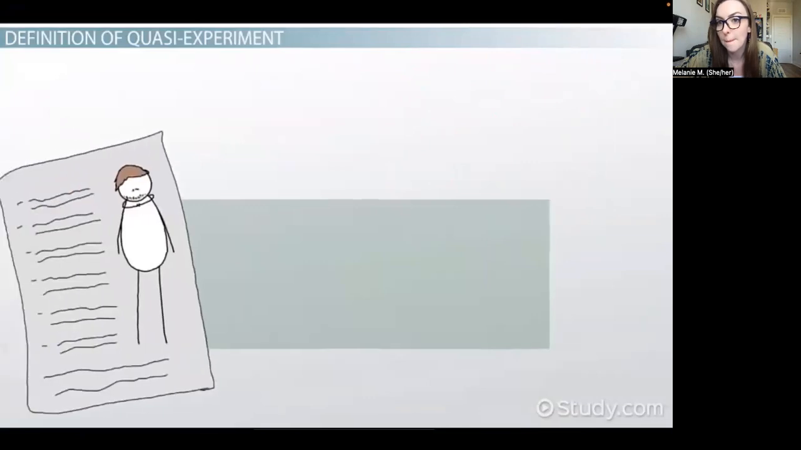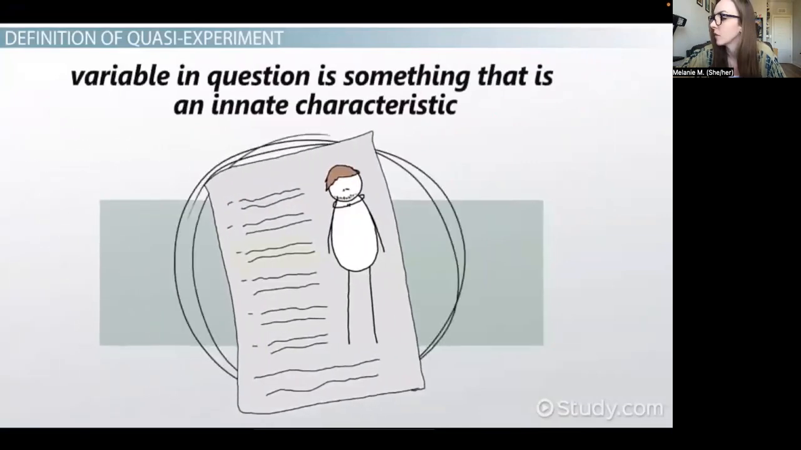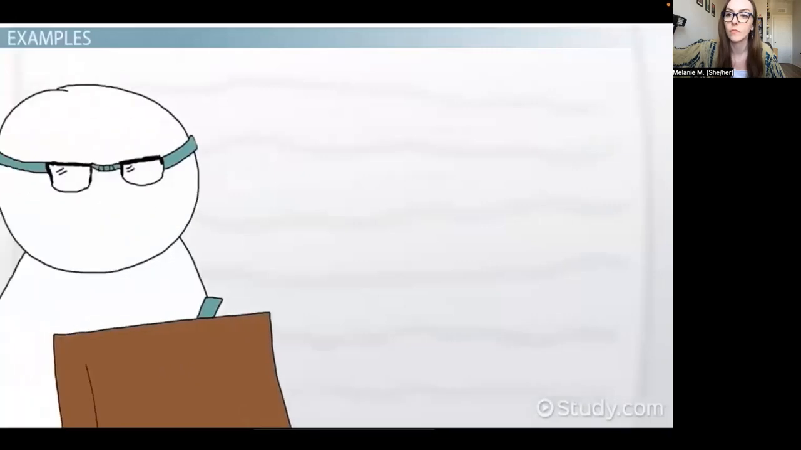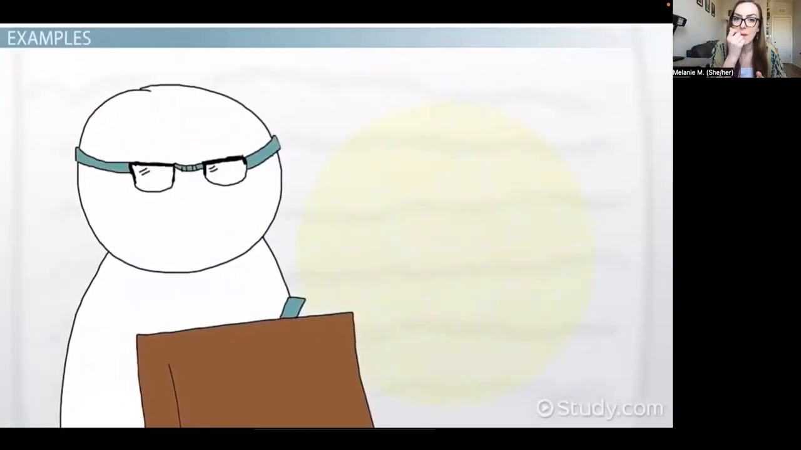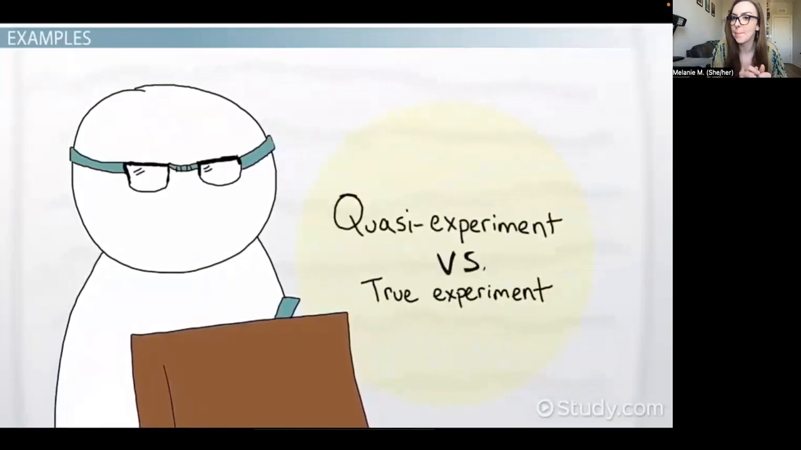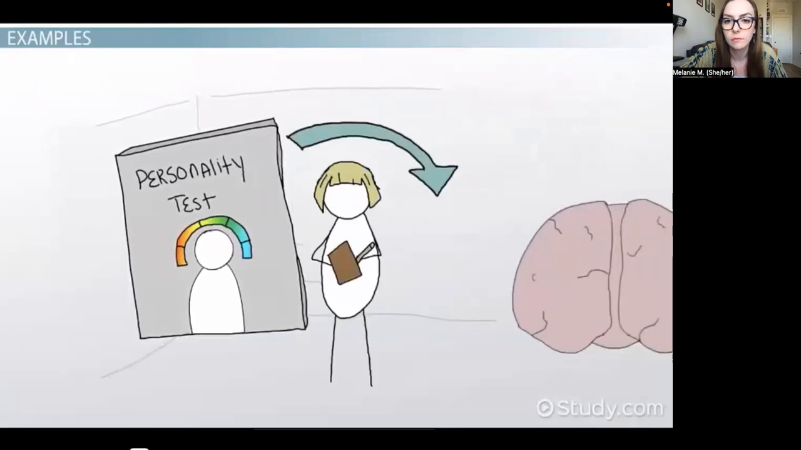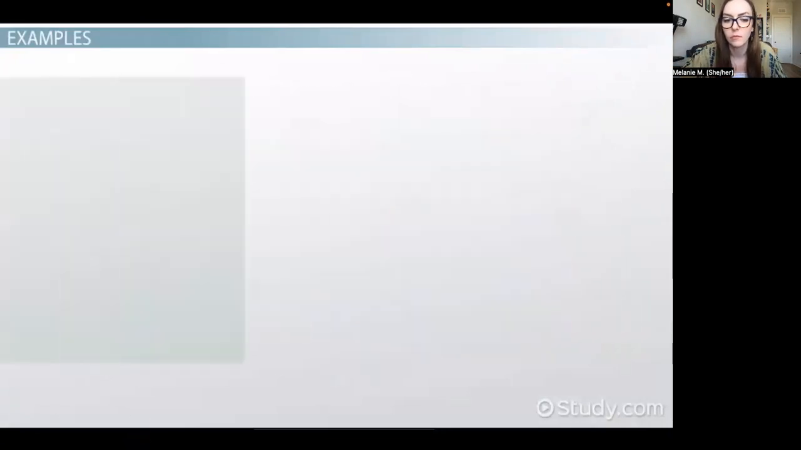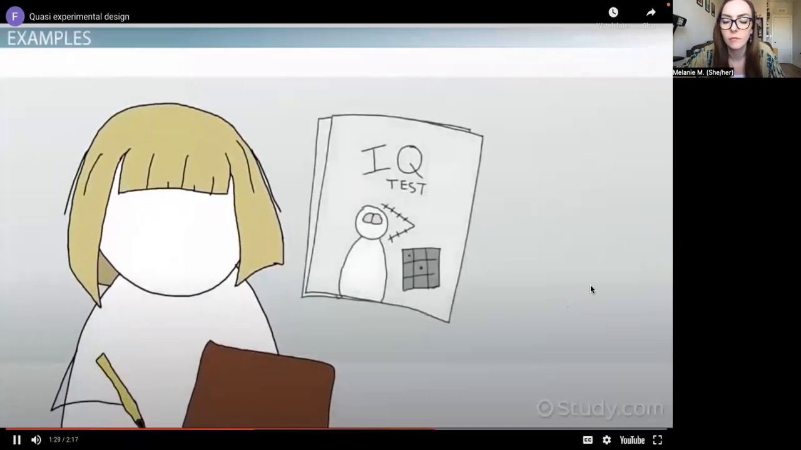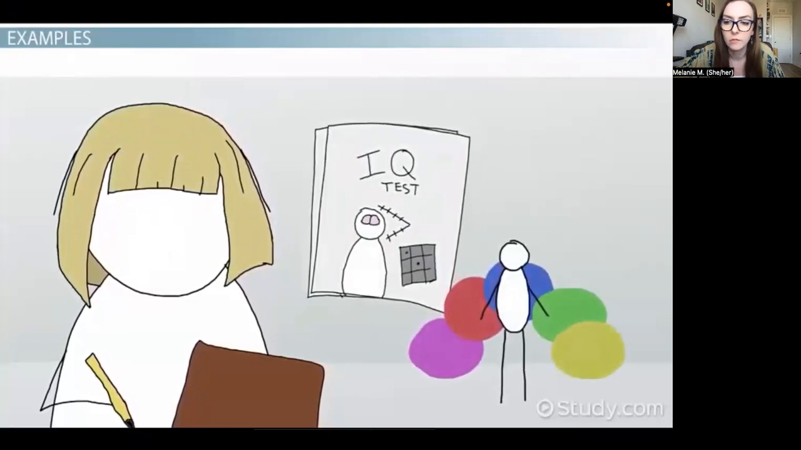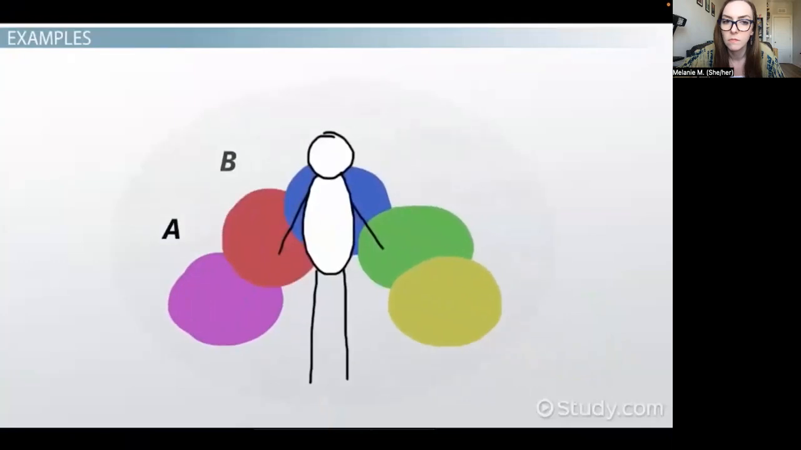Usually, this happens when the independent variable in question is something that is an innate characteristic of the participants involved. Let's look at a couple of examples to help illustrate the point. Here are two examples of simple quasi-experimental designs that will help you see the difference between a true experiment and a quasi-experiment. Dr. Jones is a personality expert who studies the impact that personality traits have on intelligence. For the purposes of her current research project, she is interested in examining the IQ scores of people who score highly in each of the big five personality factors. Each of the 5 personality factors are a quasi-independent variable.